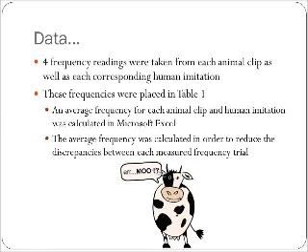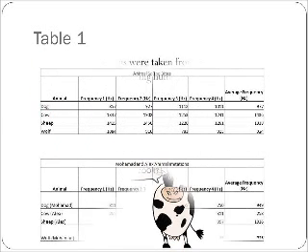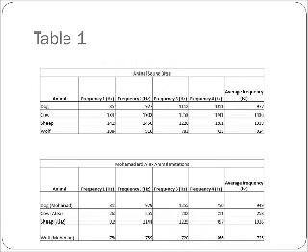These frequencies were placed in Table 1. An average frequency for each animal clip and human imitation was calculated in Microsoft Excel. The average frequency was calculated in order to reduce the differences between each measured frequency trial.